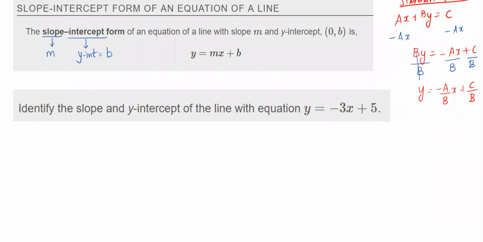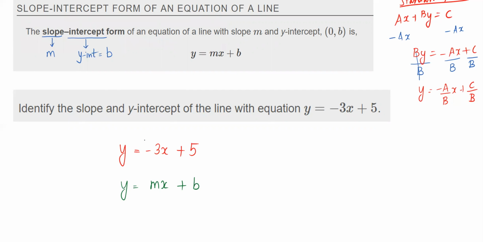Identify the slope and y-intercept of the line with equation y equals negative 3x plus 5. So let's write that out. Y equals negative 3x plus 5. Now see if it resembles your y equals mx plus b form. Your m is a number, so it could be positive, negative, a fraction, a decimal, anything. B is the y-intercept, the point where the line crosses the y-axis.